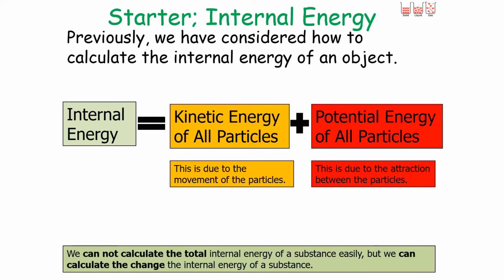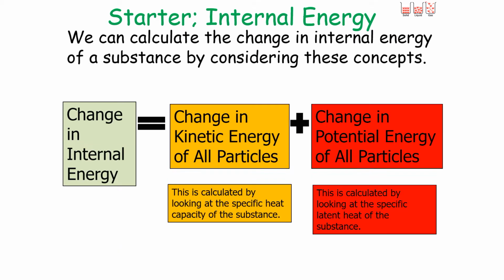Now we can't calculate the total internal energy of a substance easily, but what we can calculate is the change in the internal energy of a substance. So we can calculate the change in the kinetic energy store of all the particles by looking at the specific heat capacity of a substance, while we can calculate the change in the potential energy of all the particles by looking at the specific latent heat of the substance.